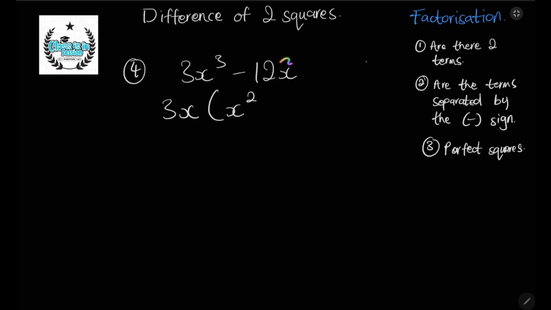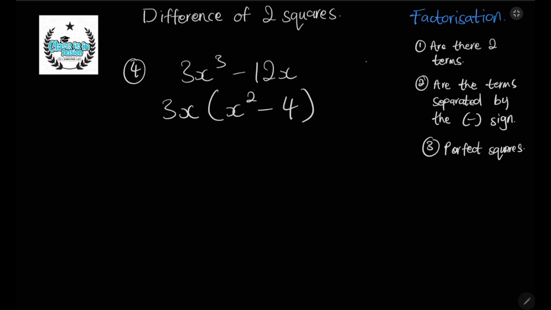Now let's move to 12. We start with the coefficients. 12 divided by 3 is 4. However, it's negative 12. Don't forget the sign. Negative 12 divided by positive 3 should give you a negative 4. You have an x divided by x. These cancel each other out, and you're left with 1. So it's just x squared minus 4.